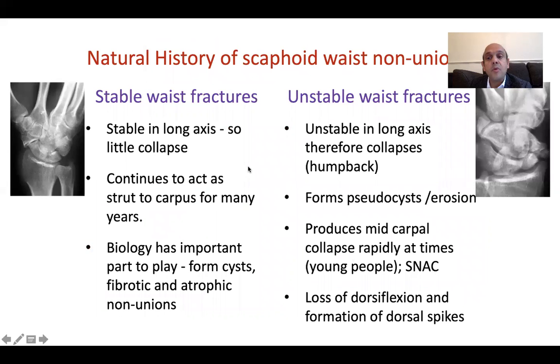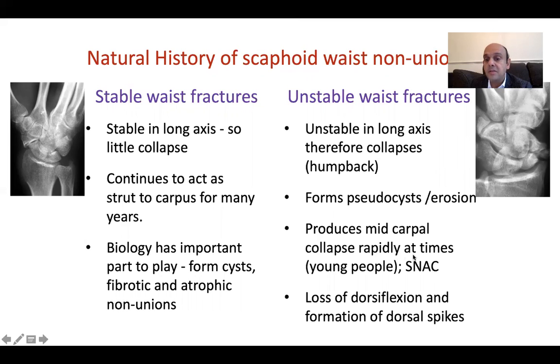Now, this is the most important slide of the whole talk. Natural history of scaphoid waist, not proximal pole, waist non-union. So an unstable waist is unstable in the long axis, i.e. the forces, the biomechanics that is coming through the wrist. So that's why it collapses into a humpback. I put an X-ray here. Proximal pole, distal pole is collapsed, causing humpback, cysts, and then if you can see dorsal osteophytes and spurs, which will give patient a pain on extension.